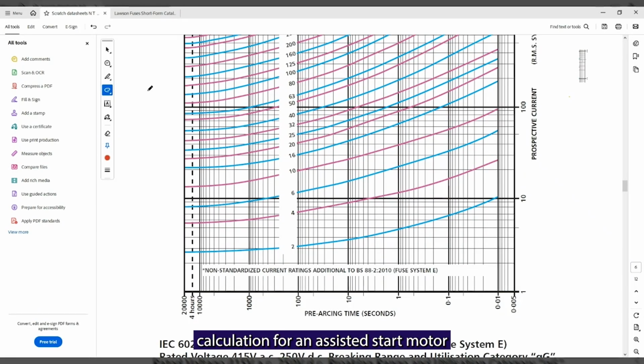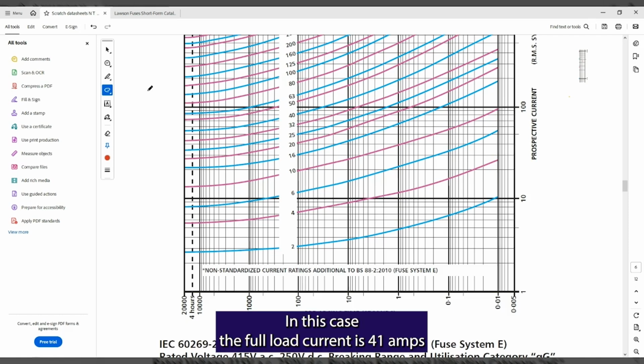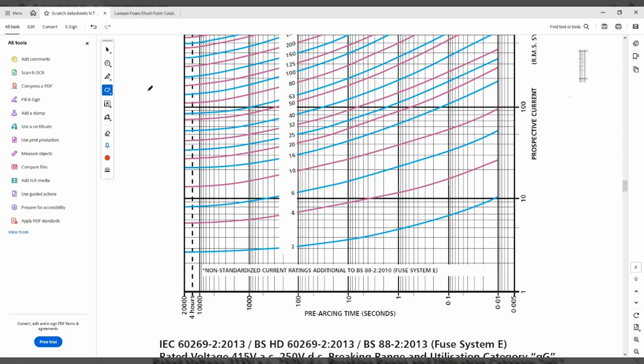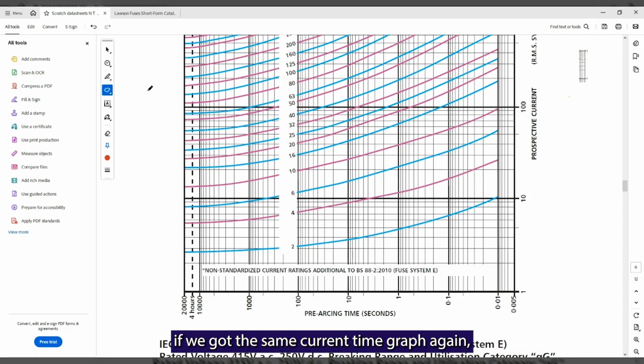Let's do the same calculation for an assisted start motor. The formula for an assisted start motor is 3.5 times full load current for 20 seconds. In this case, the full load current is 41 amps. Multiplied by 3.5 is 143.5 amps for 20 seconds. So we'll round this up to 145 amps. If we go to the same current time graph again and find the 145 amp point, that's 100, that's 200, 145 is somewhere around there.